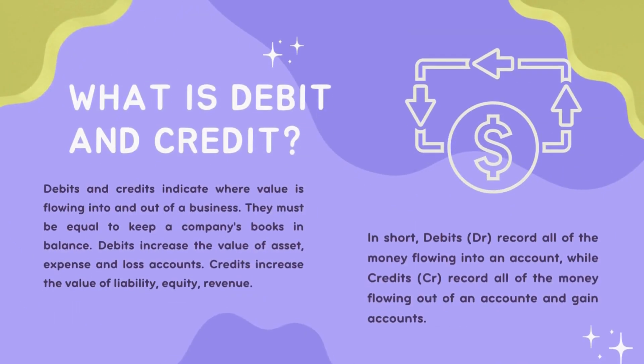What is debit and credit? Debits and credits indicate where value is flowing into and out of a business. They must be equal to keep a company's books in balance. Debit increases the value of assets, expenses, and loss accounts. Credit increases the value of liability, equity, and revenue. In short, debit records all the money flowing into an account, while credit records all the money flowing out of the account and gains accounts.